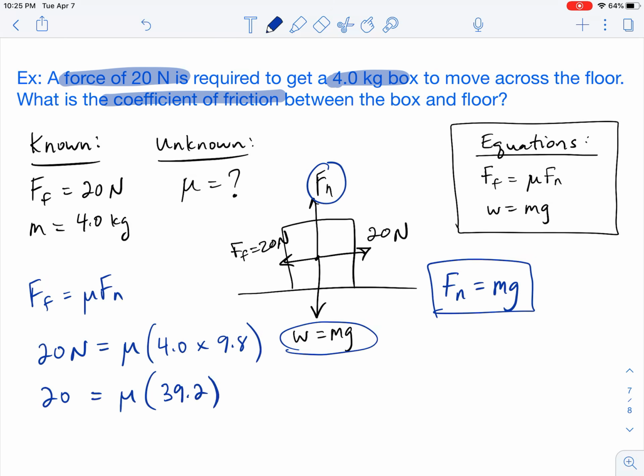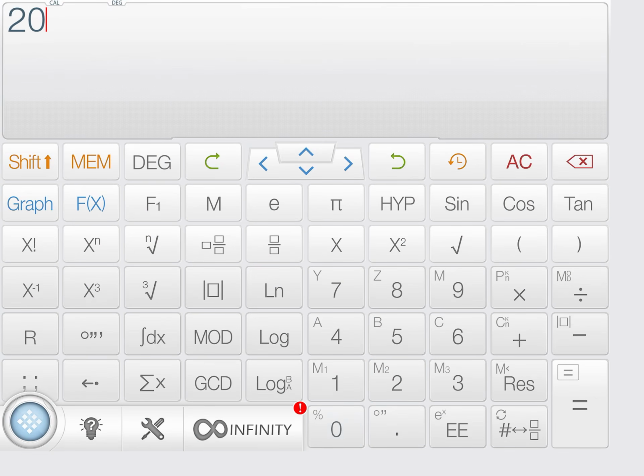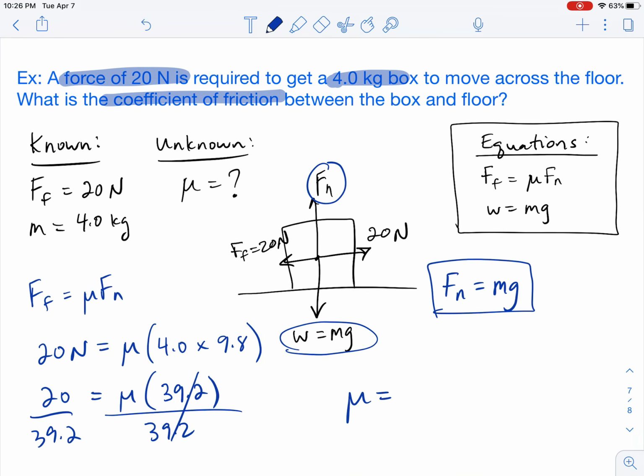So in order to get our coefficient of friction, we're just going to divide by 39.2 on both sides. So mu is going to equal 20 divided by 39.2. 20 divided by 39.2, we get 0.51. The coefficient of friction is a unitless value, so we're just going to leave it at that.